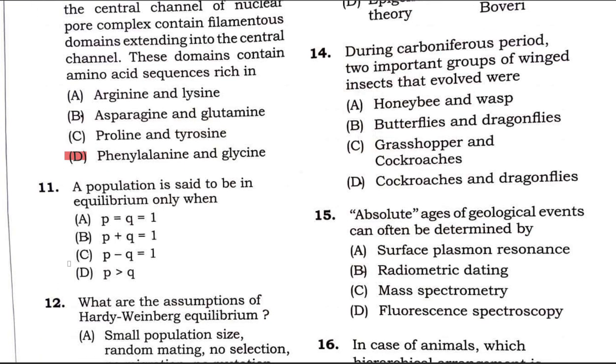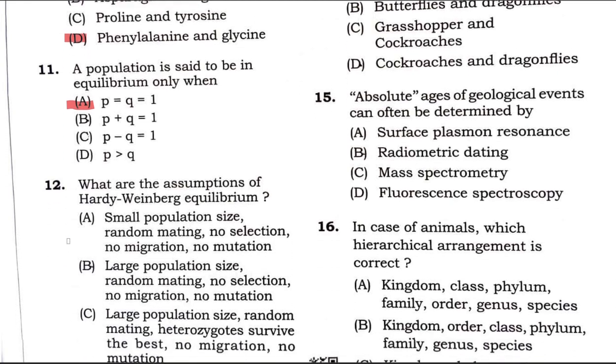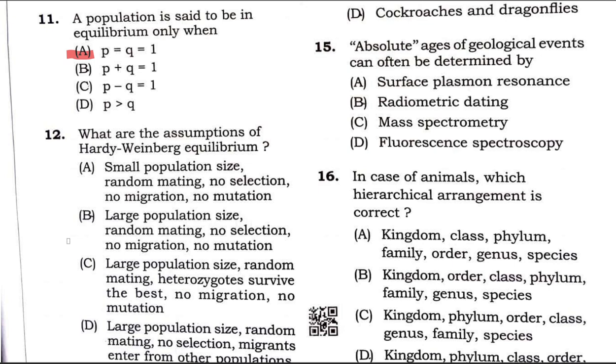This 11th question: a population is said to be in equilibrium only when... actually I'm doubtful about this question, because p square plus q square plus 2pq is equal to 1, then this population is said to be in equilibrium. But I think that p is equal to q is equal to 1 can be the answer, but let's see what MPPSC gives in its provisional answer key.